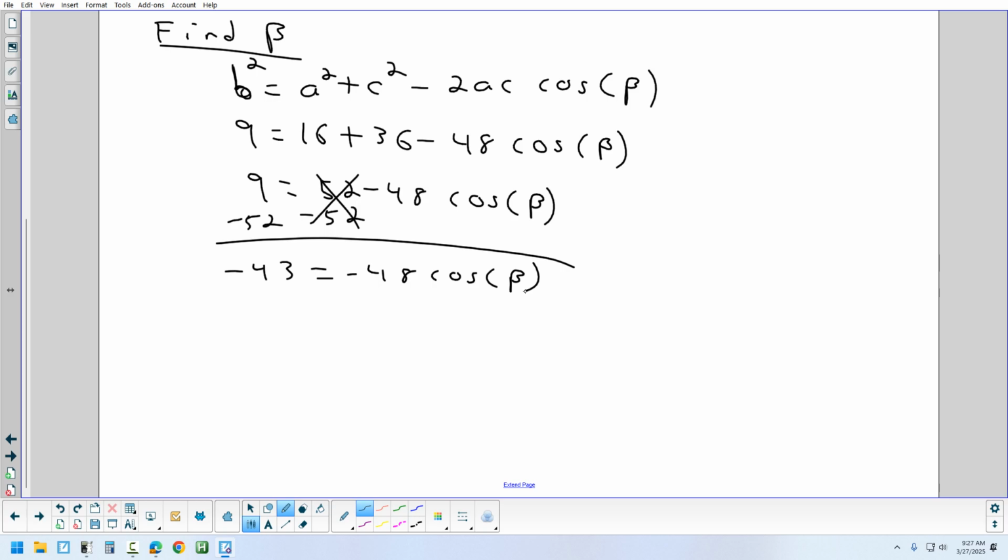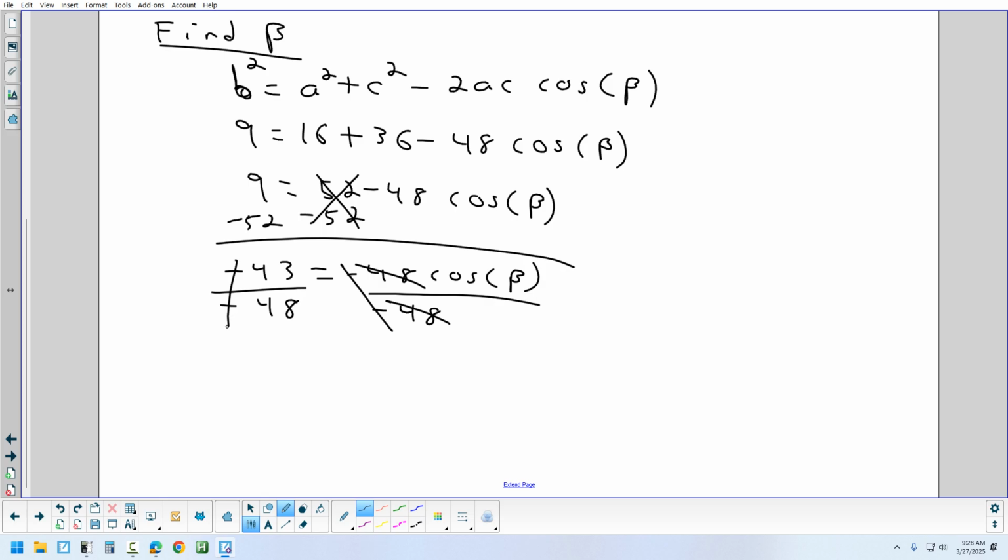Now we got 2 steps left to get beta by itself. Yep. Divide by negative 48. That's going to cancel the negatives and the 48. And when I divide by negative 48 on the left, that also cancels the negatives. Not a big deal if it doesn't cancel the negatives. I mean, sometimes it does, sometimes it doesn't. I guess it depends on the problem.